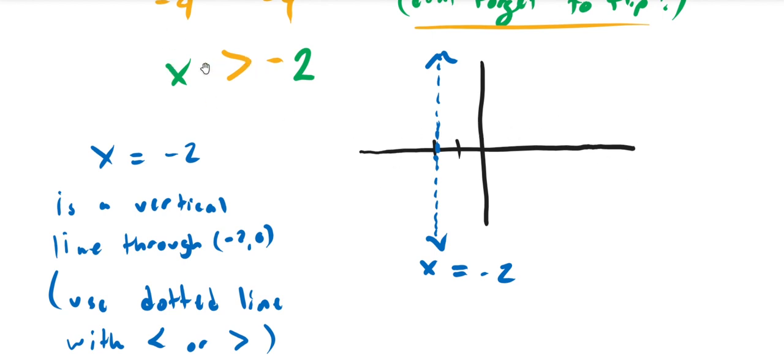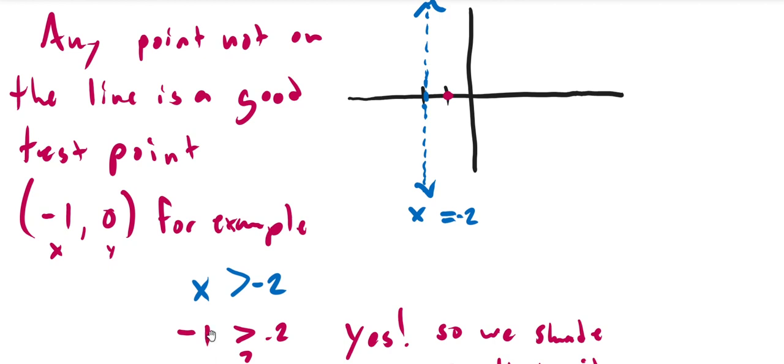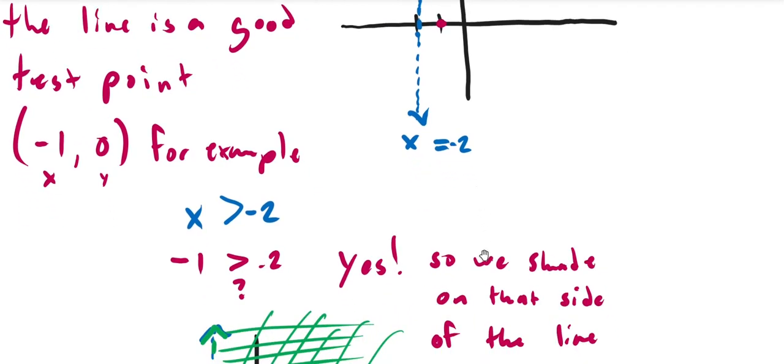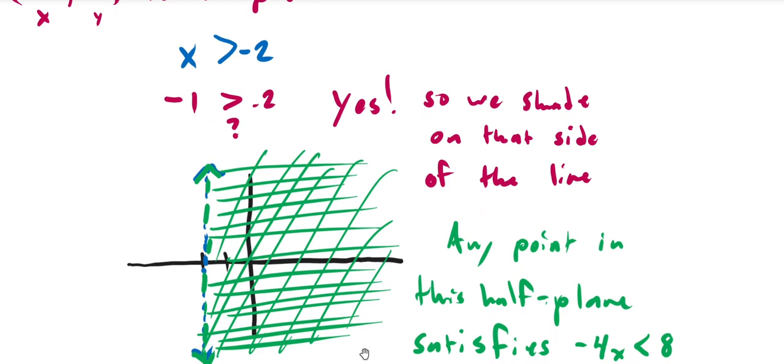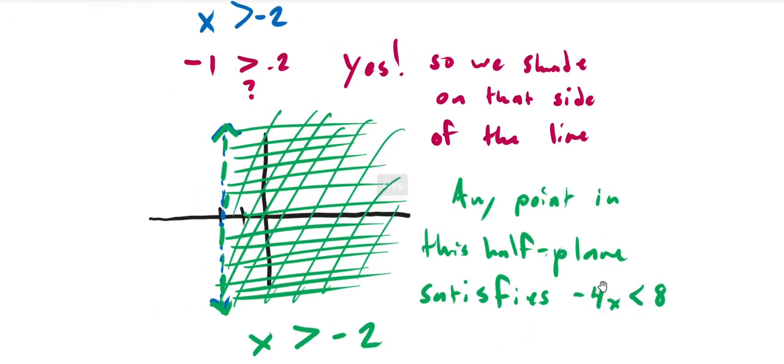And you might look at this and say, oh yeah, it's the x is greater than that, so I'm going to shade on the right. Yeah, that is true. But let's look at a test point thought process here. What if I plugged in minus 1, 0? There's nowhere to plug a y in, but that's okay. We just replace the x value with minus 1. And is minus 1 greater than minus 2? Yeah, it totally is. So we want to shade on the side that has the test point. So that looks like this. Any point that's in this half plane is going to satisfy the original expression negative 4x is less than 8.